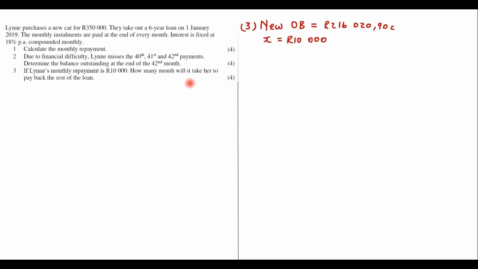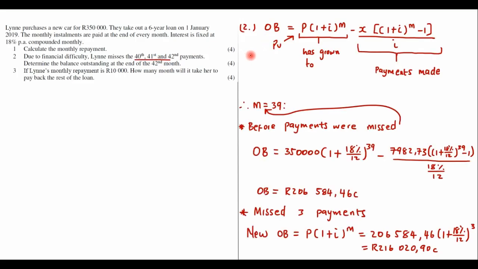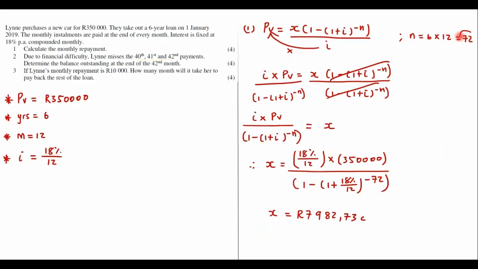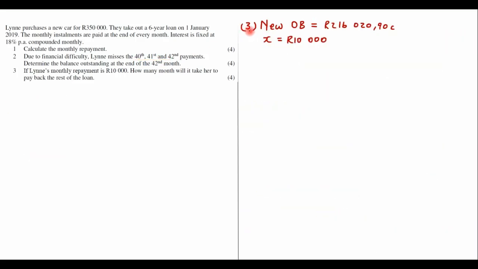So how many payments are left? How many payments does Lynn still need to make? Remember, initially we were expecting Lynn to have 72 payments, so I'm going to write 72 here. And now we have passed 42 payments, so we're going on the 43rd one. I need to subtract these 42 payments, and that means Lynn has 30 payments that she still needs to make. So M here is going to be 30.